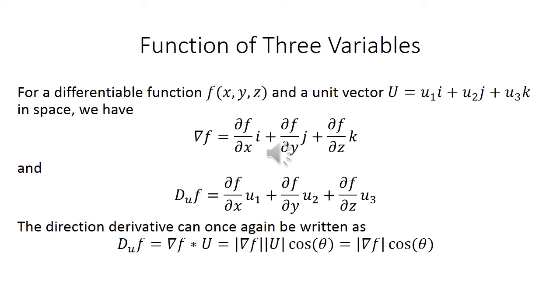The directional derivative can once again be written as gradient f dot u, which is the absolute value of gradient f times the absolute value of u times cosine theta, which leads to the absolute value of gradient f times cosine theta.